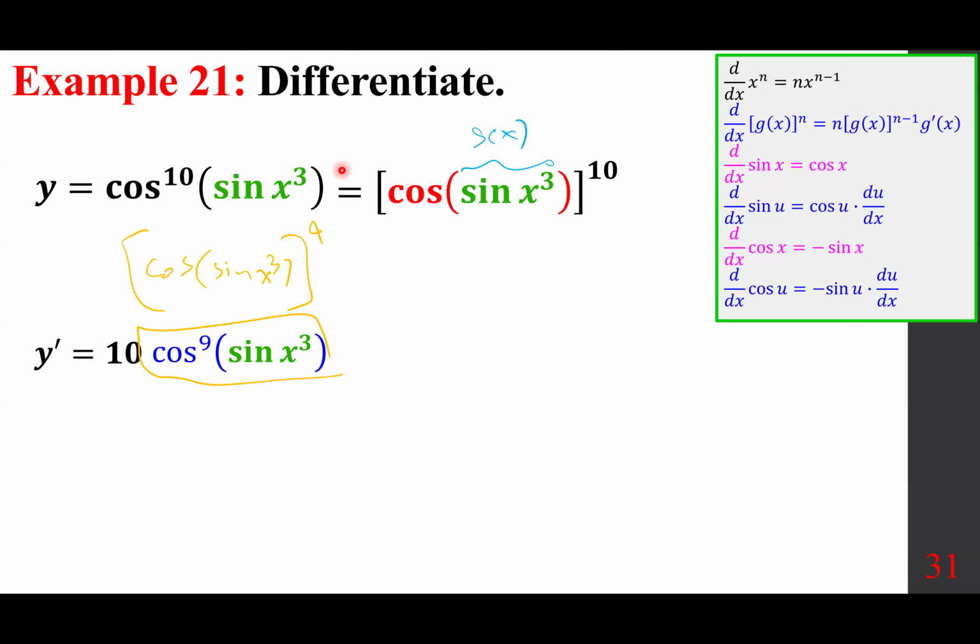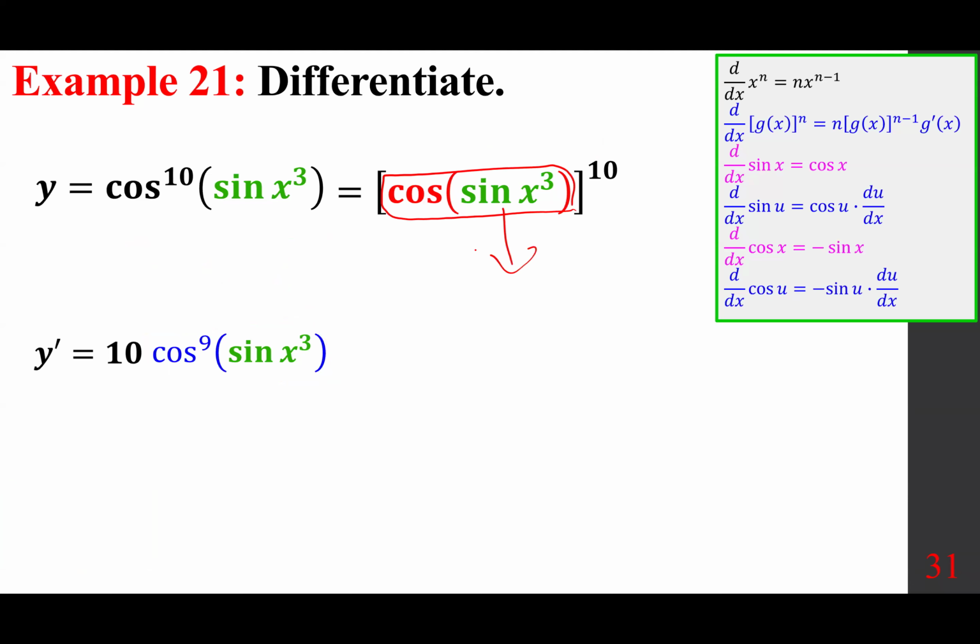So 10 cosine to the power of 9. And now you need the derivative of the inside. So let me actually erase my work and tell you what we need to do. Now you need to differentiate this cosine of sine x cubed.